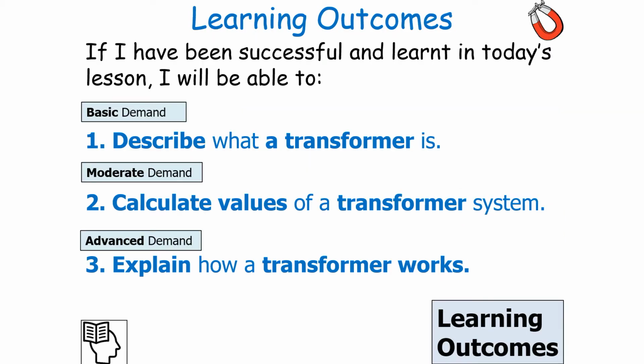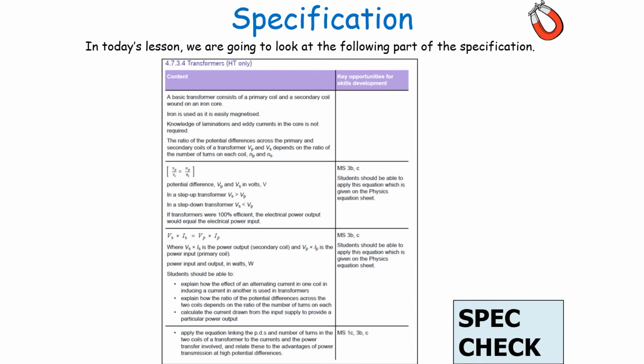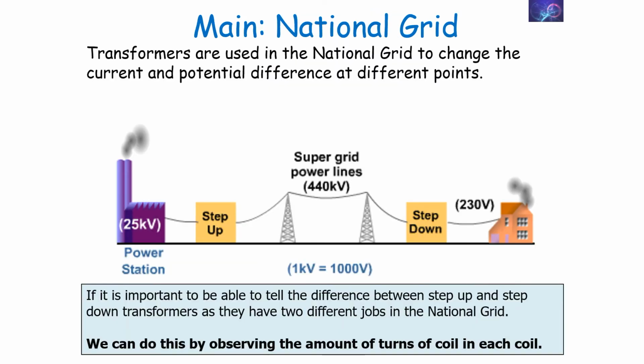So if we are successful in today's lesson, we should be able to describe what a transformer is, calculate values of a transformer system and explain how a transformer works. By looking at the GCSE Separate Science specification for AQA, we can see it's in 4.7.3.4 transformers, which is a higher tier only part of the specification. Now transformers are used in the national grid to change the potential difference and the current at different points.